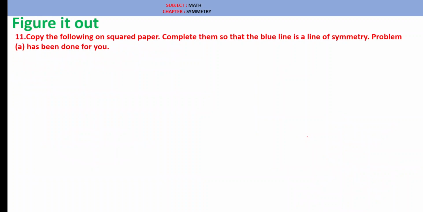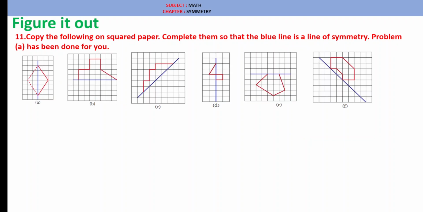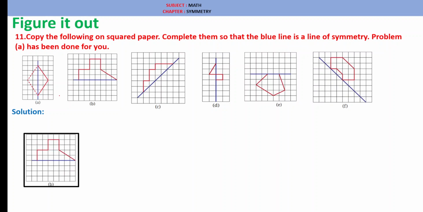Question number 11. Copy the following on a squared paper. Complete them so that the blue line is a line of symmetry. Problem A has been done for you. See here, they already completed problem A for us. Now let us do this for problems B, C, D, E, F.